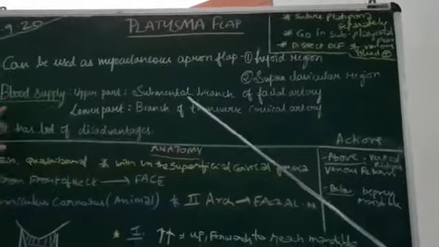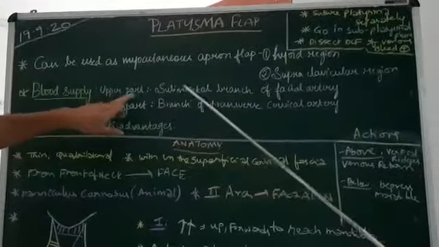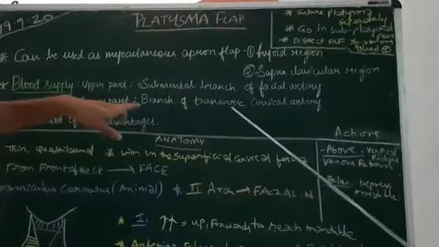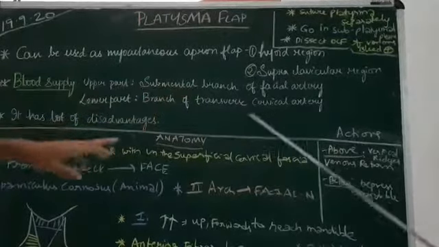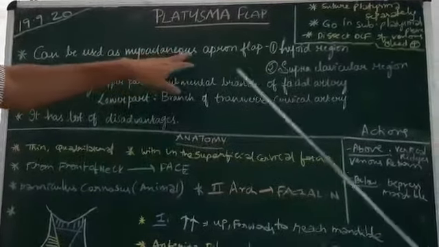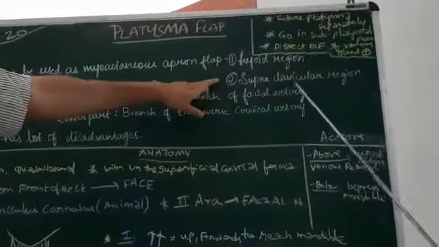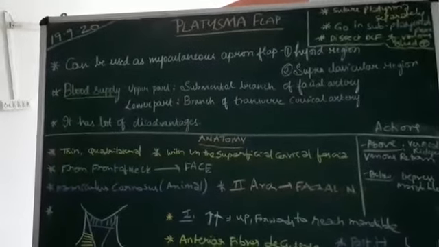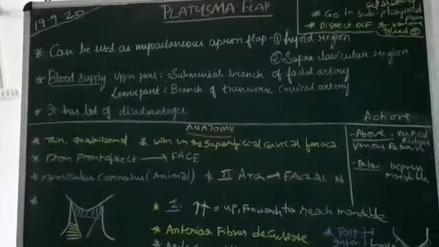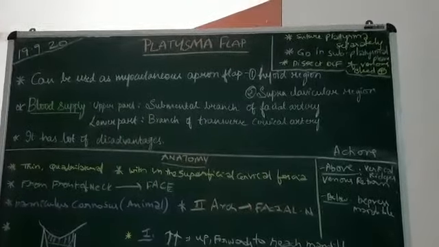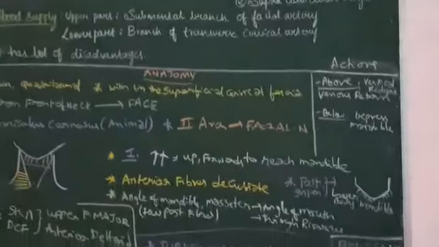Coming to the blood supply, the upper part is supplied by the submental branch of the facial artery, and the lower part is supplied by a branch of the transverse cervical artery. So this particular platysma can be used as a flap, as a myocutaneous apron flap, especially in the hyoid region and supraclavicular region. But because of distinct disadvantages, most of the time it is not used for head and neck reconstruction, because it is very thin and it will also necrose very easily as a part of flap necrosis.